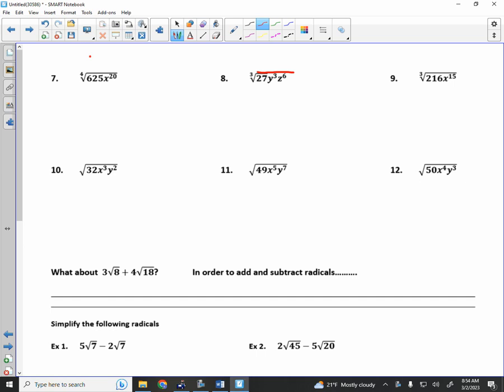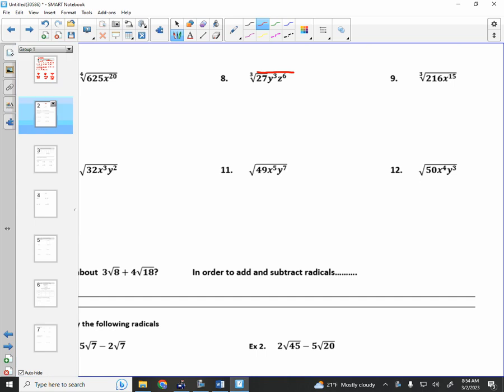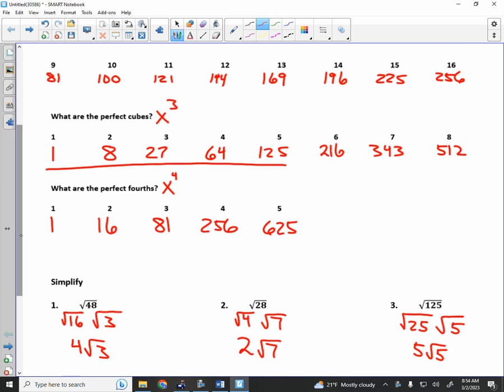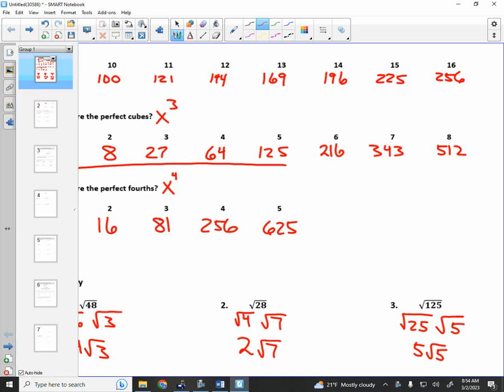What's different about these problems? They have variables. Yeah, they have variables. And when they have variables, we just do the number first. Is 625 a perfect fourth root? As you look at your fourth roots, do you see 625 listed? What is the fourth root of 625? It is 5.